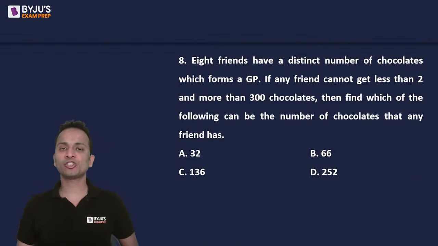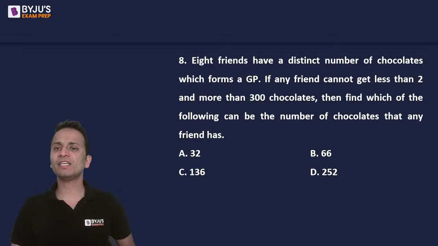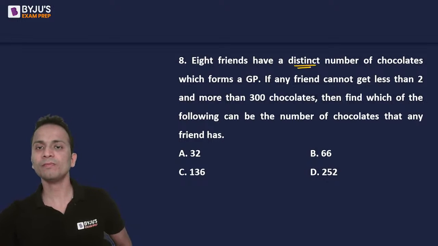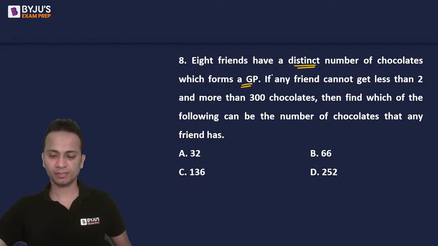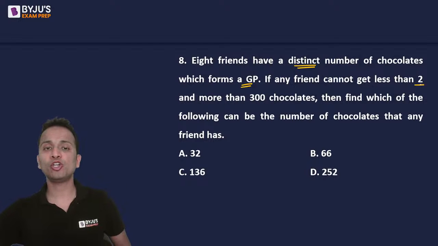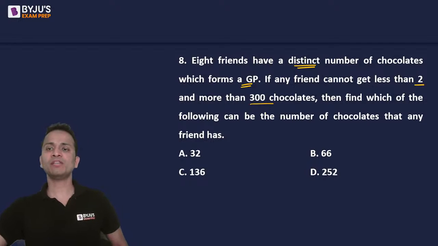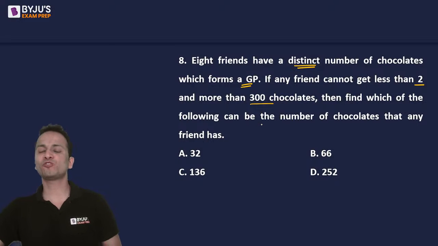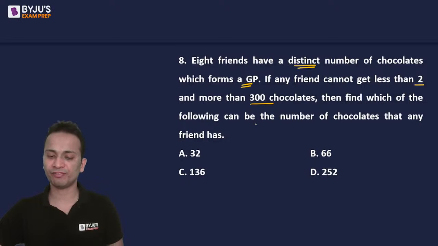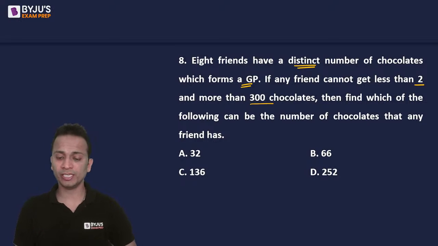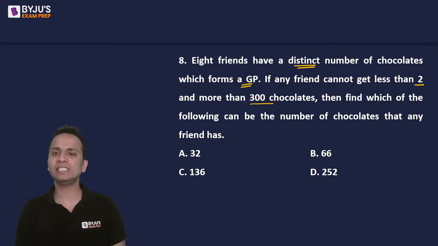Let's move on and look at the next question, question number 8. Now, 8 friends have a distinct number of chocolates, and the number of chocolates forms a GP. If any friend cannot get less than 2 and more than 300 chocolates, then find which of the following numbers can be the number of chocolates that any friend can have. A very easy question. बहुत easy question है. Do a little bit of hit and trial. Write these number of chocolates which are in geometric progression, and you'll be easily able to get the answer.